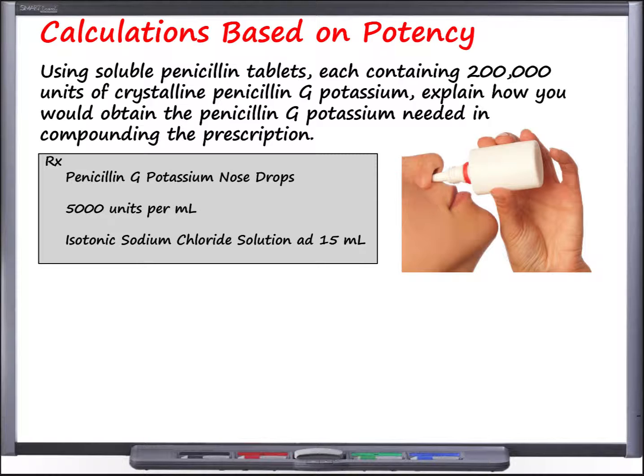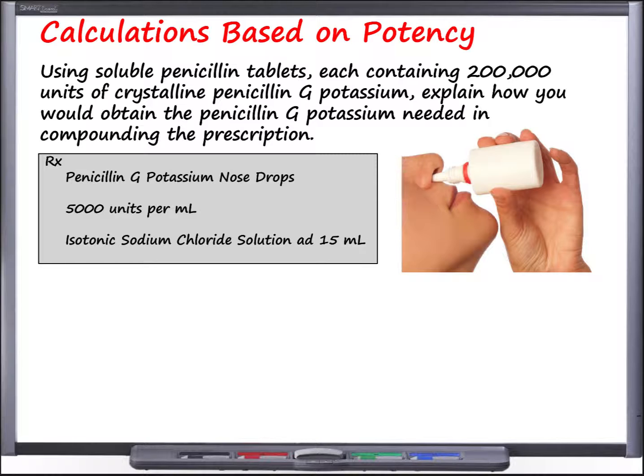Well, we want penicillin G as the antibiotic, and we want the final product to have a concentration of 5,000 units per milliliter. Now, in the actual drop itself, we're going to use sterile or isotonic sodium chloride solution and have a final volume of 15 milliliters. And going back to the question, now that we've seen the prescription, the question says, using soluble penicillin tablets, each containing 200,000 units per tablet, how would you compound this prescription?